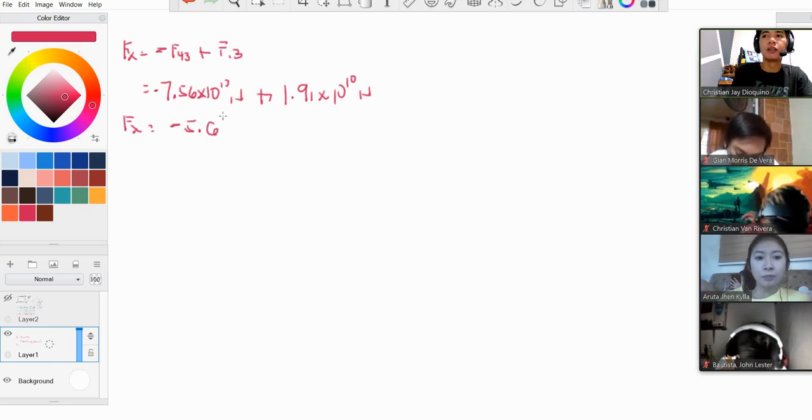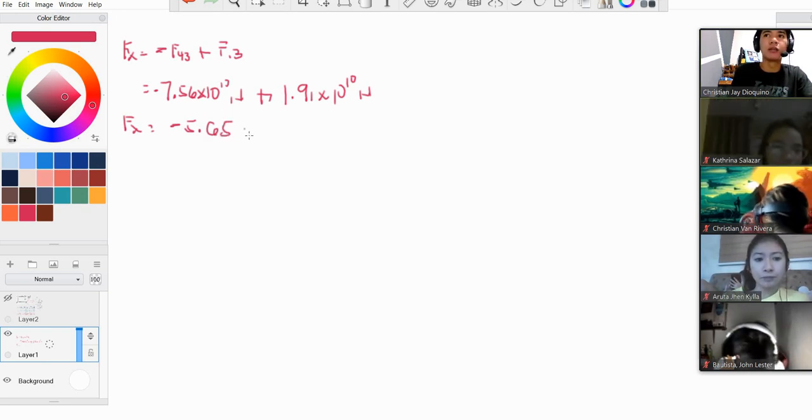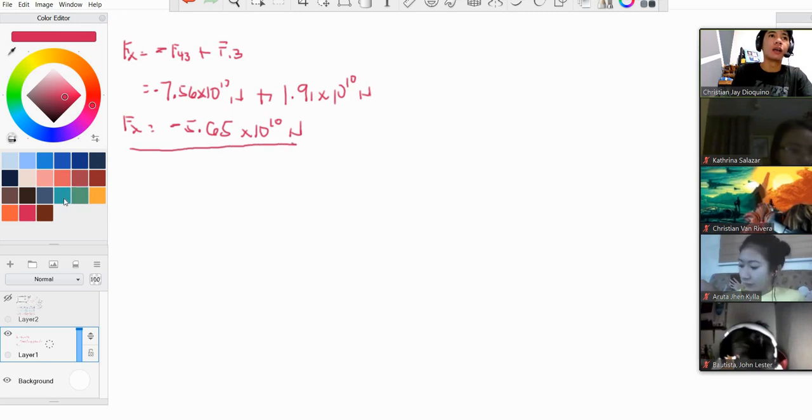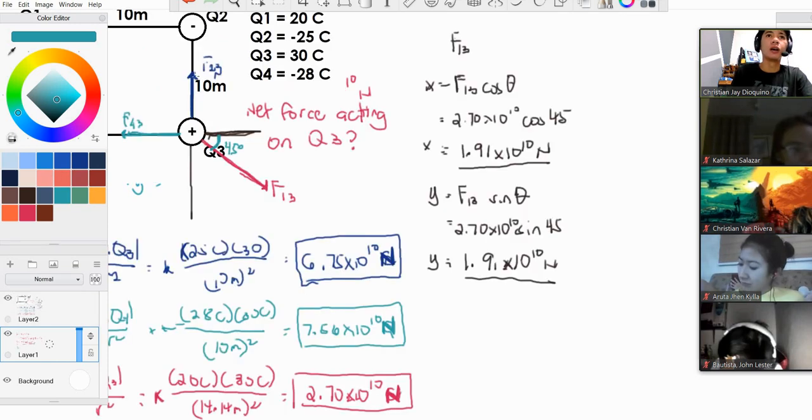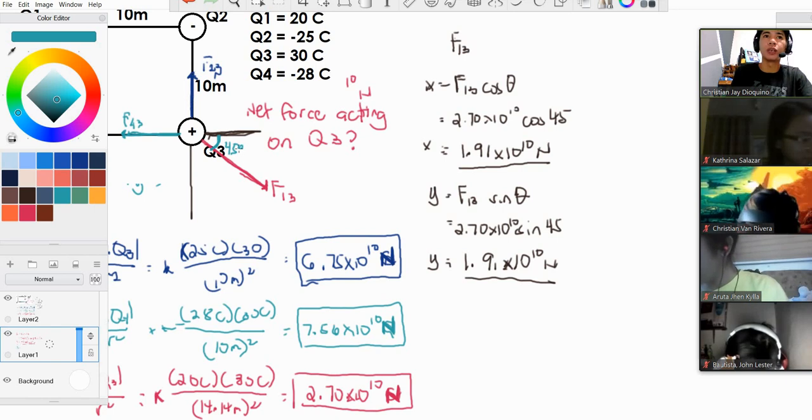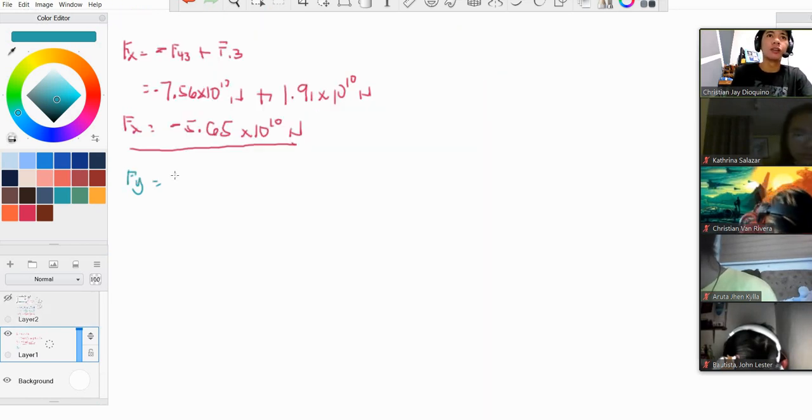5.65 times 10 raised to 10 newtons. Okay, so this will be our Fx. Now for our Fy, the remaining force going up is F23. Then F13 will be negative because the vector is going down. So we have positive F23 minus F13.